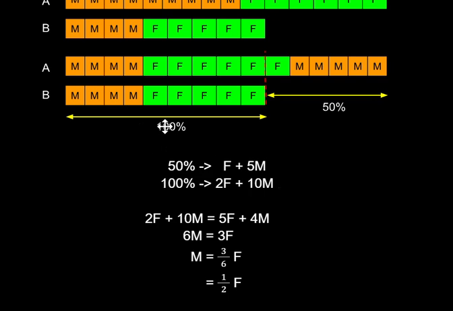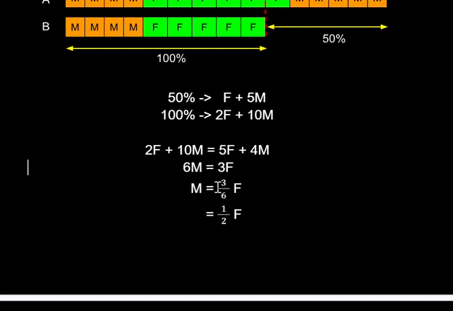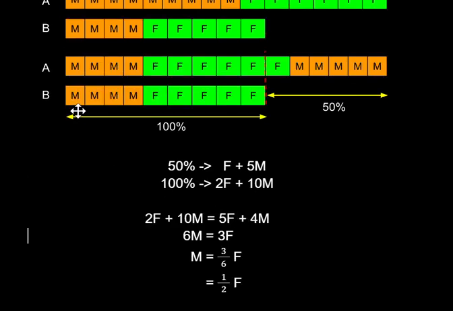But we also know that 100% is also equal to this, 4 male and 5 female. So if we compare these 100% together, 2F plus 10M is equal to 5F plus 4M. We move it to one side, I can get 6M is equal to 3F. Which means that M is equal to 3 over 6 of F, or half of F. So every M here is equal to half of F.